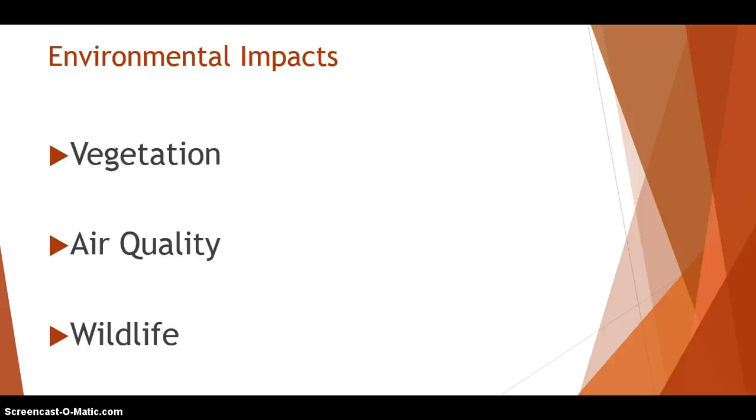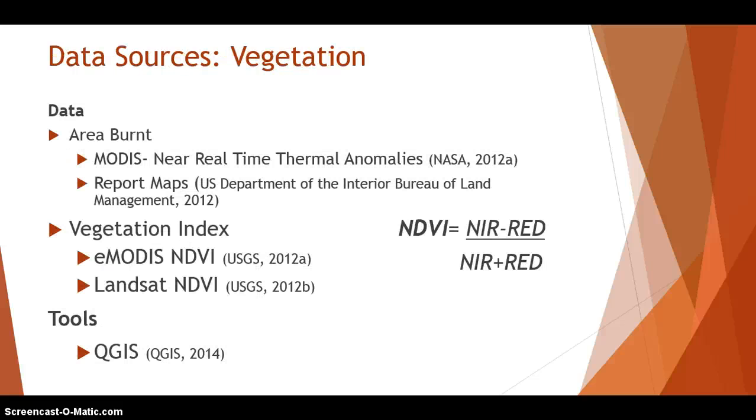We will now look at the data sources necessary and what is available to determine the environmental impacts of the above. To see how any of these environmental impacts are affected, especially the area burnt must first be defined. MODIS detects near real-time thermal anomalies, and NASA provides this freely available data of the areas that have been burnt. Maps have also been created in reports, which show the extent of the fire.